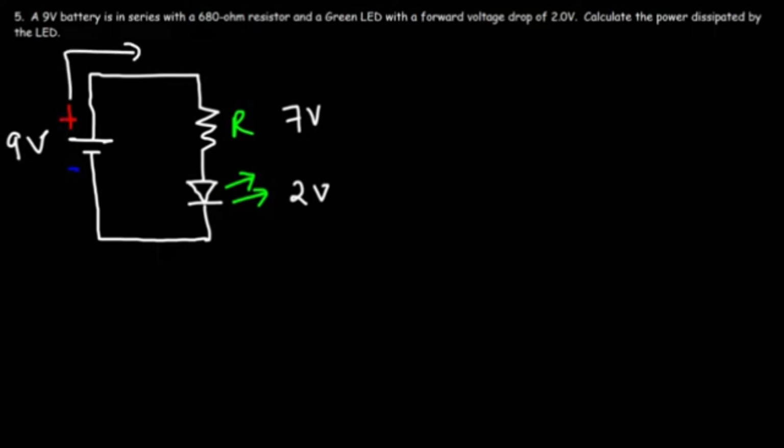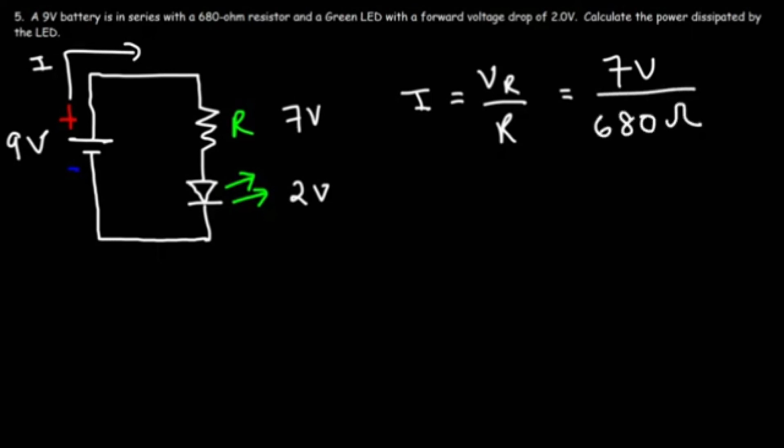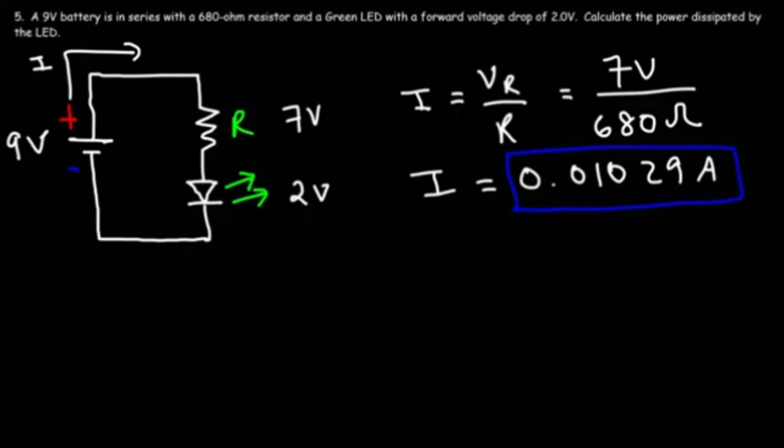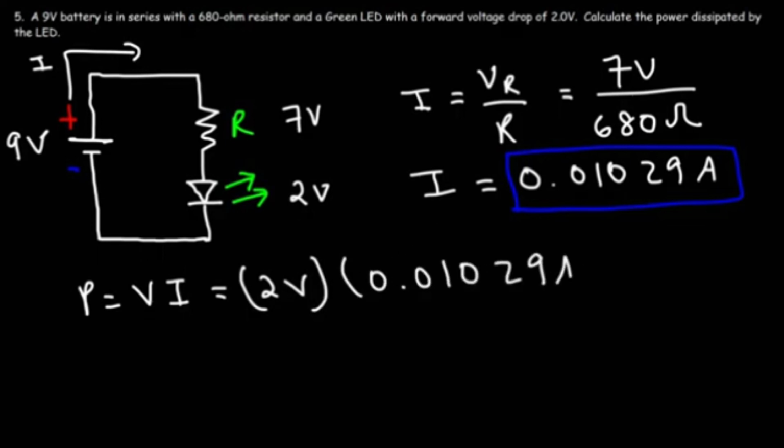So now we can calculate the current flowing in the circuit, which is going to be the voltage across the resistor divided by the resistance. So that's 7 volts divided by the 680 ohm resistor. So 7 divided by 680, that's equal to a current of 0.01029 amps. Now that we have the current, we can calculate the power dissipated by the LED. So power is voltage times current. There's a voltage of 2 volts across the LED, and a current of 0.01029 amps flowing through it.